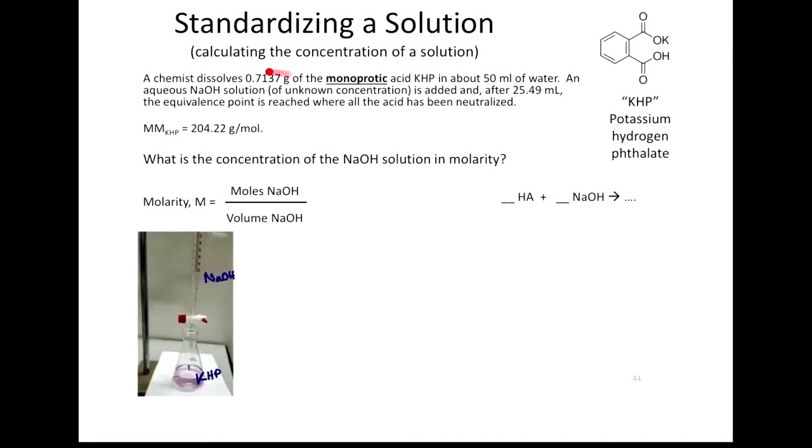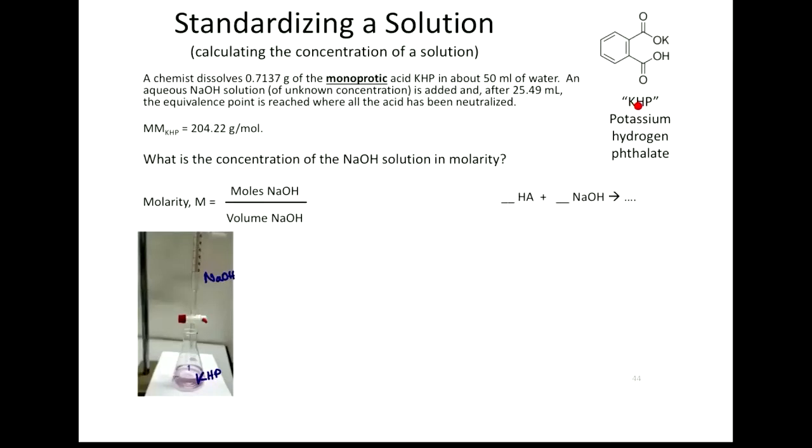In this case, this chemist weighs out 0.7, whatever grams of KHP, which we call a monoprotic acid, meaning it has one proton. And this is important because we can draw out the balanced chemical equation.